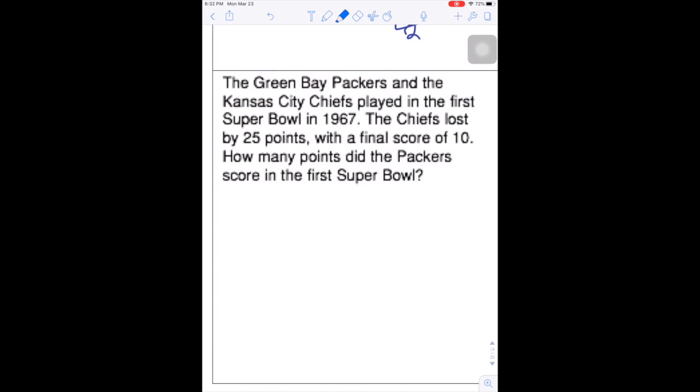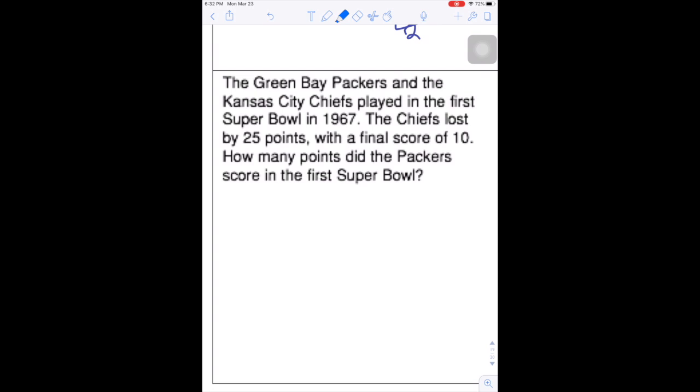The Green Bay Packers and the Kansas City Chiefs played in the first Super Bowl in 1967. The Chiefs lost by 25 points with a final score of 10. How many points did the Packers score in the first Super Bowl?